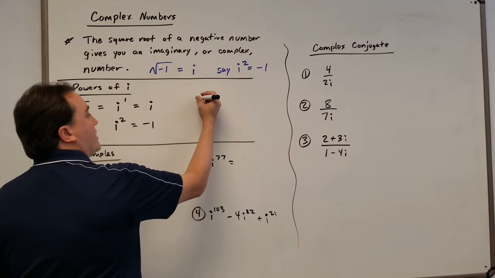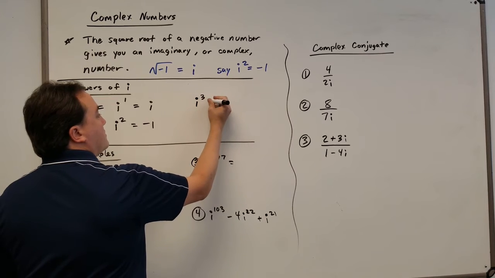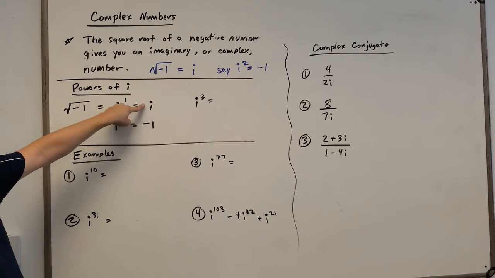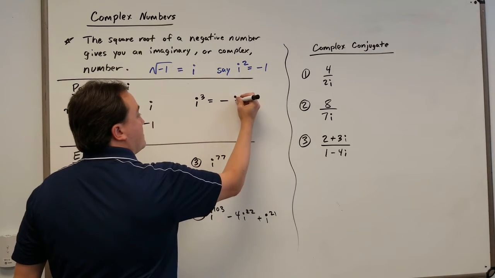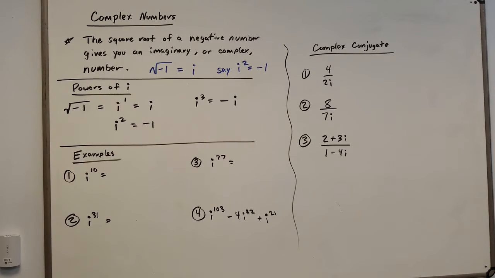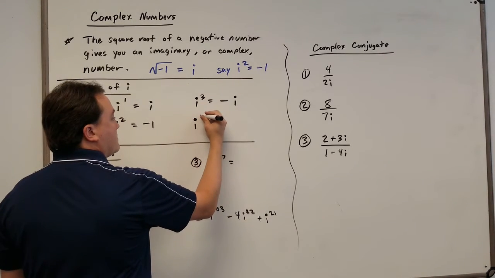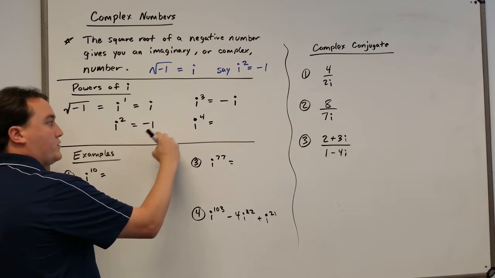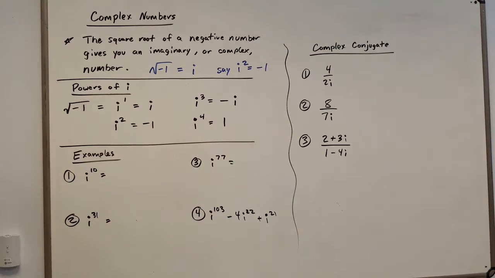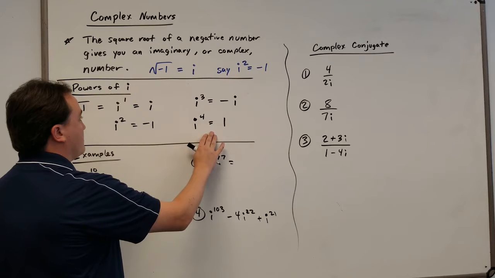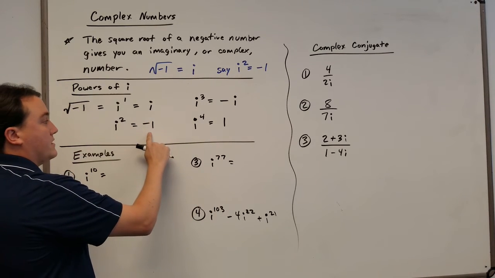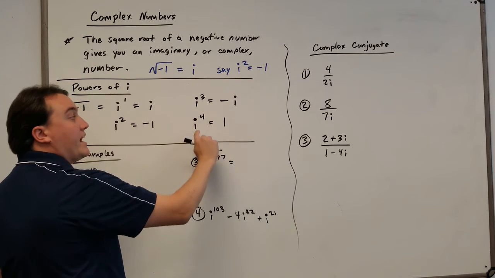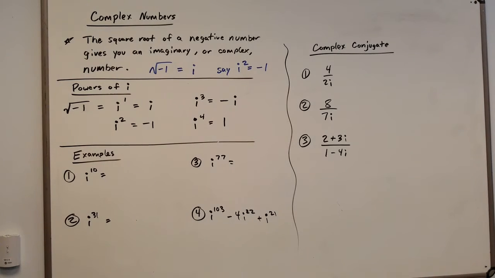Then we can develop what i cubed is. Well, i cubed is just i to the first times i squared, which is i times -1 or -i. And then i to the fourth is i squared times i squared, which is -1 times -1, which is +1. And then this becomes a cycle. i to the 5th power is i. i to the 6th power is i squared. i to the 7th power is the same as i cubed, which is -i. i to the 8th power is 1 again. Okay, so we can kind of develop this.